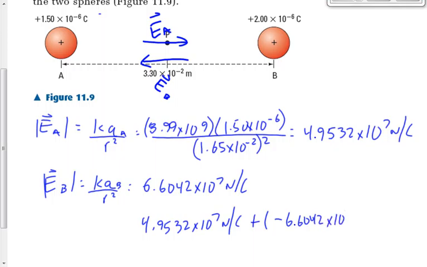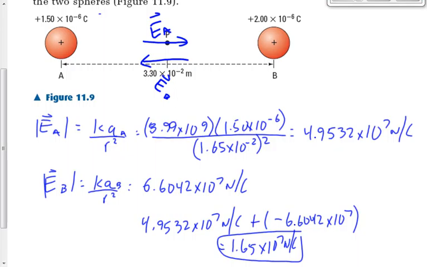By the way, both of these charges that we plugged into equations were positive. But if they were negative, we would still plug them in as a positive value, right? Because we drop the signs of charge when we plug them into equations. We add these up, we should get 1.65 times 10 to the 7 newtons per coulomb. The electric field strength midway between is 1.65 times 10 to the 7.